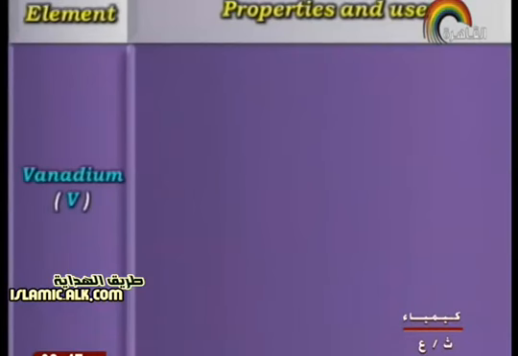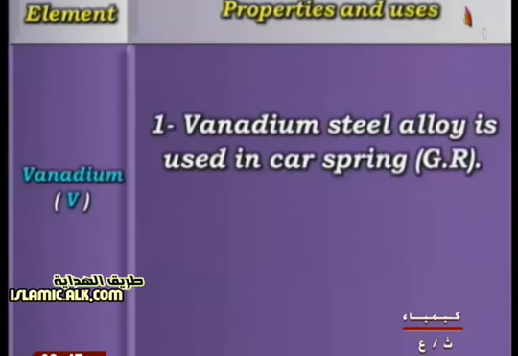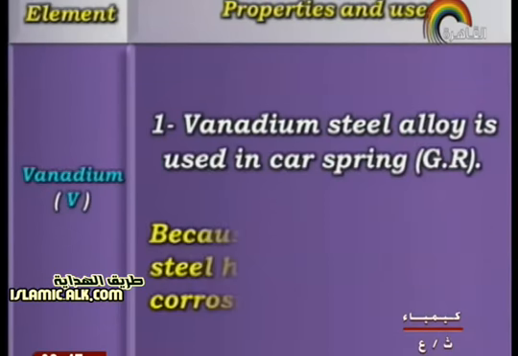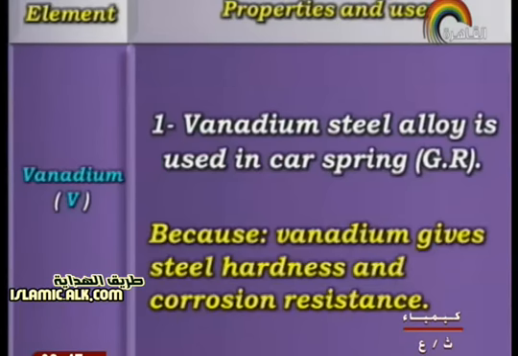The next element we are going to discuss its use is vanadium, which has atomic number 23. Vanadium steel alloy is used in car springs. The reason for that is that vanadium gives steel hardness and corrosion resistance.